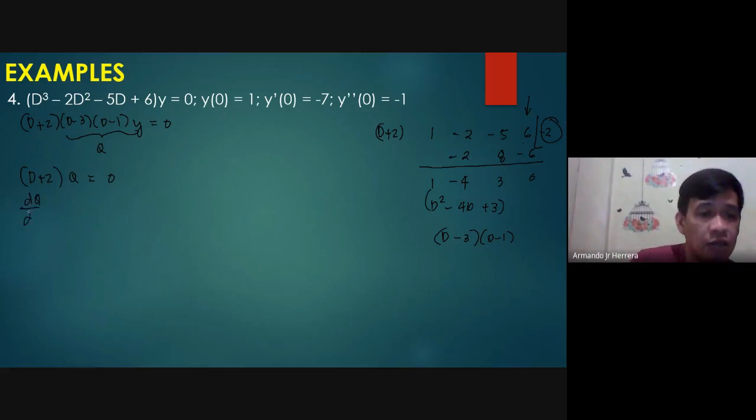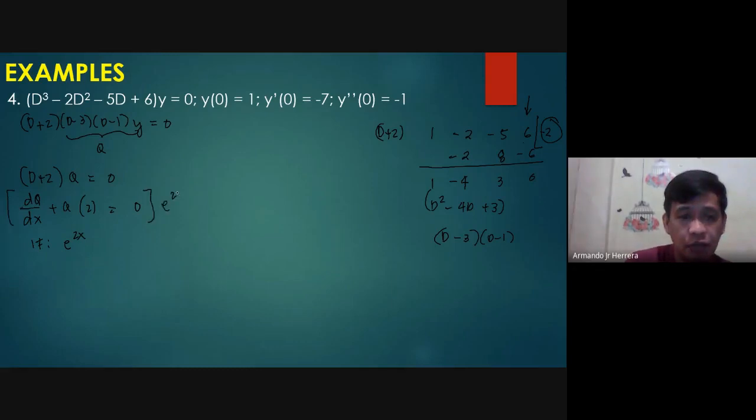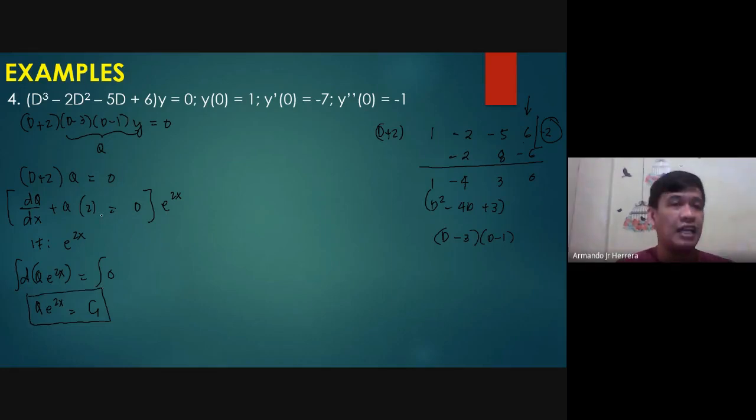So this is dq dx plus q times 2. Remember, kahit ano yung independent variable. So I used x is equal to 0. Then, ang integrating factor natin is e to the 2x. So, multiplying our DE with e to the 2x, that's derivative of q e to the 2x equals 0. So, integrating, q e to the 2x is equal to integral of 0, that's c1. So, ito yung una nating solution dun sa ating first order DE.